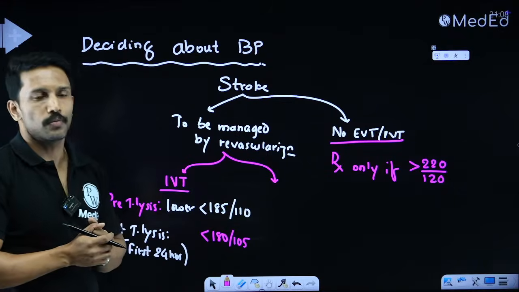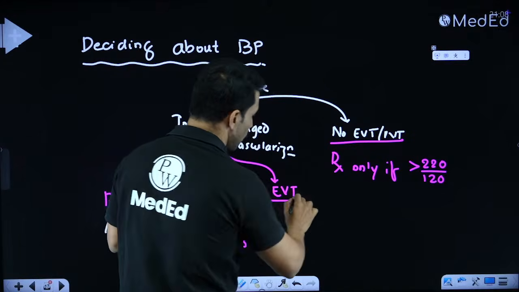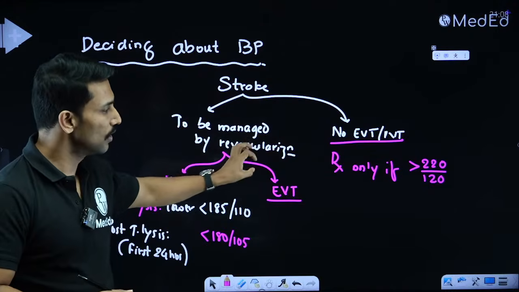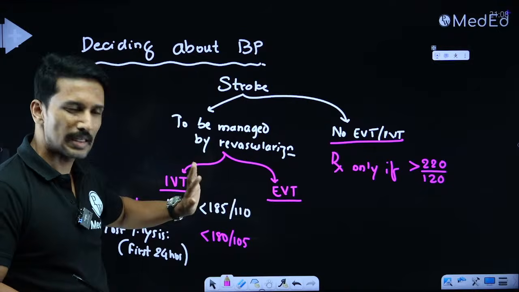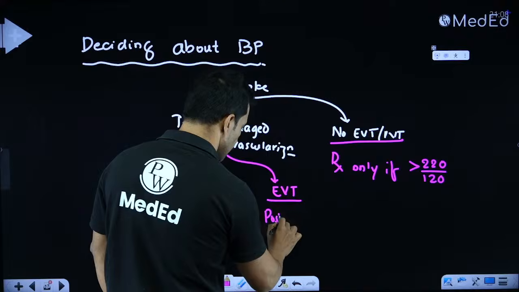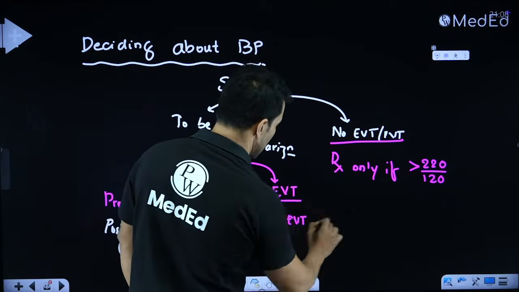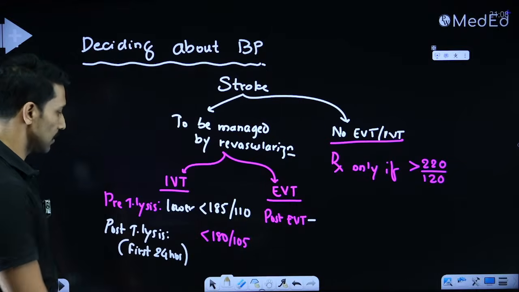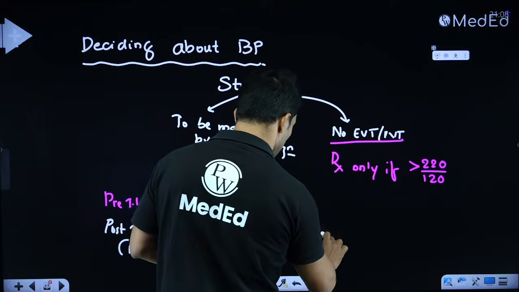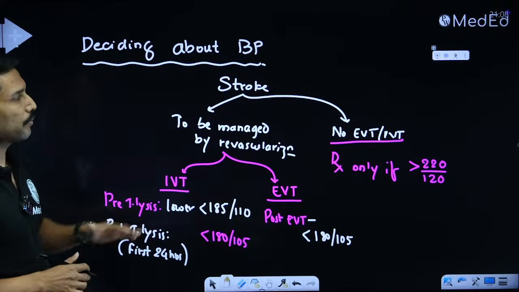That's your goal. If you're going for EVT, blood pressure is not a contraindication to go for EVT. So you can certainly go ahead, even if it is 210, 200, doesn't matter. You can go ahead with EVT. But post procedure, post EVT, we need to maintain low pressure. So what is the target? Same as the post IVT target, that is 180 by 105. So you have to maintain it less than 180 by 105. This is about our BP management.